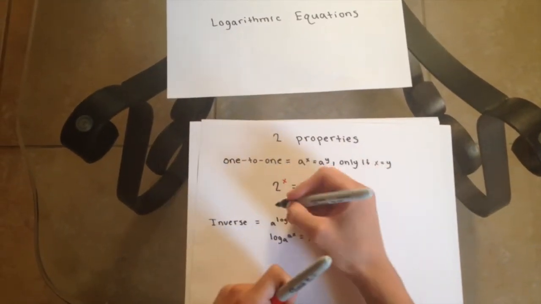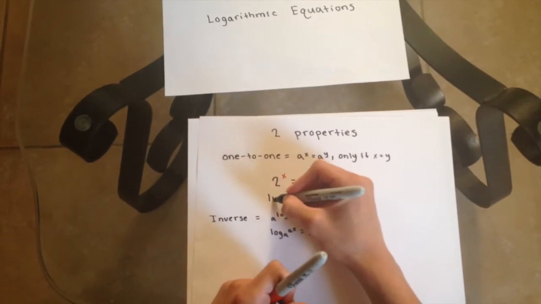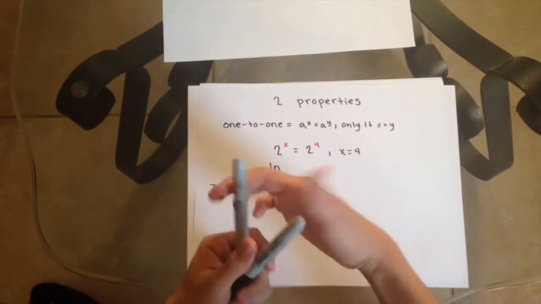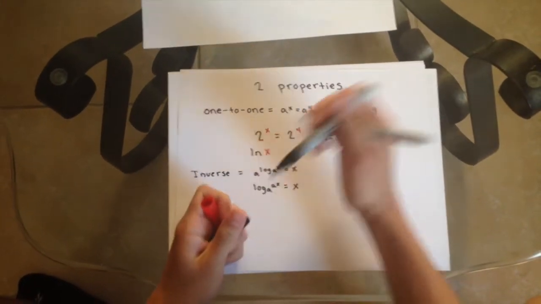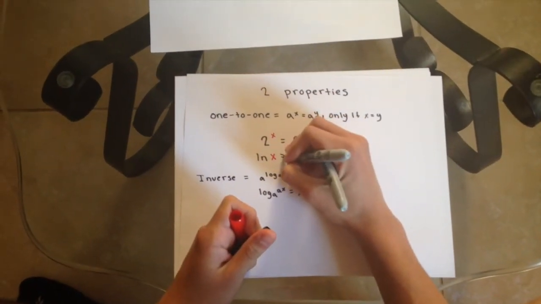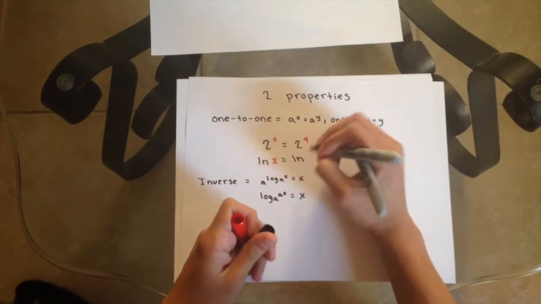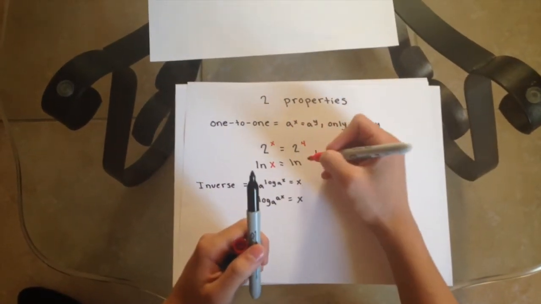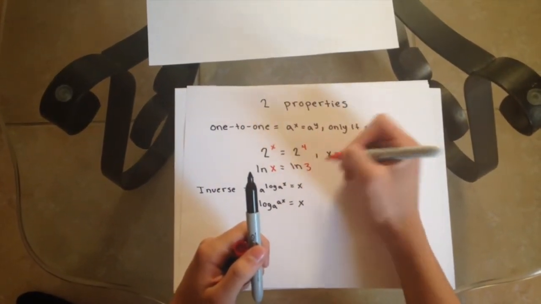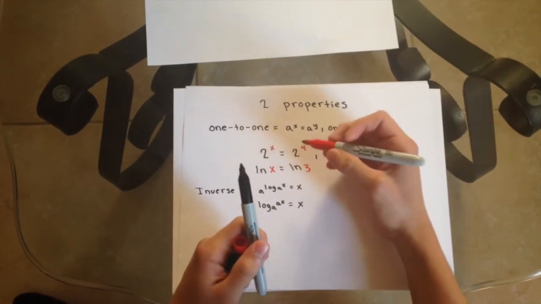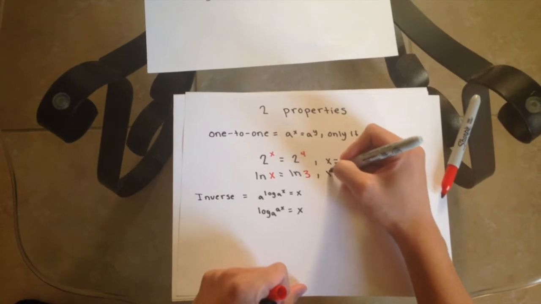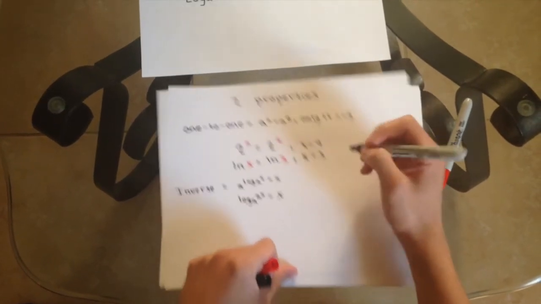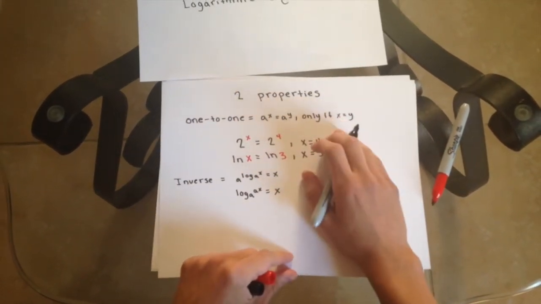The same concept goes for if you were to have a natural log base, for example e to the power of x equal to e to the power of, let's say, 3. Then the bases are the same, it being natural log, so then again x is just equal to 3. Okay, so that's the first one, which is the one-to-one property.